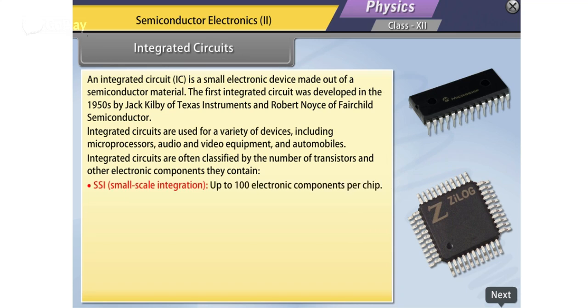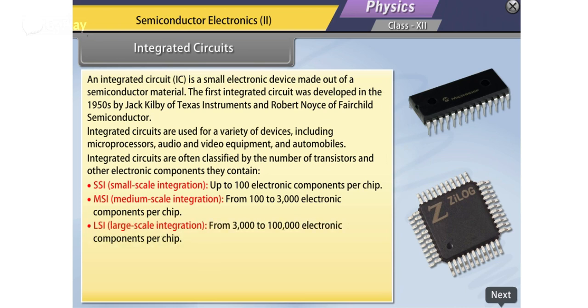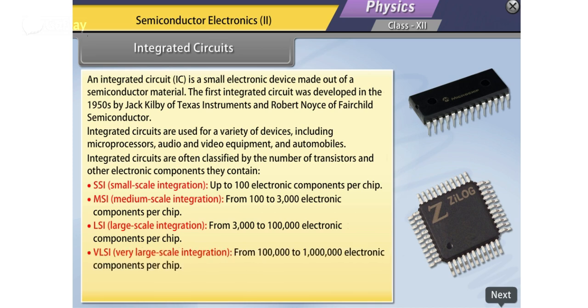SSI, small scale integration, up to 100 electronic components per chip. MSI, medium scale integration, from 100 to 3000 electronic components per chip. LSI, large-scale integration, from 3000 to 1 lakh electronic components per chip. VLSI, very large-scale integration, from 1 lakh to 10 lakh electronic components per chip. ULSI, ultra-large-scale integration, more than 1 million electronic components per chip.